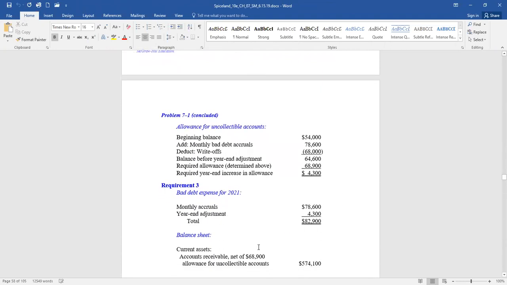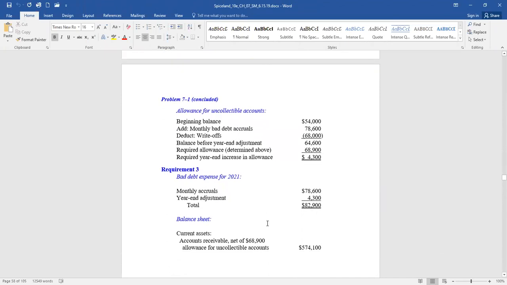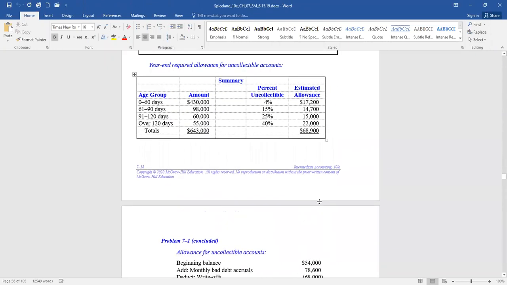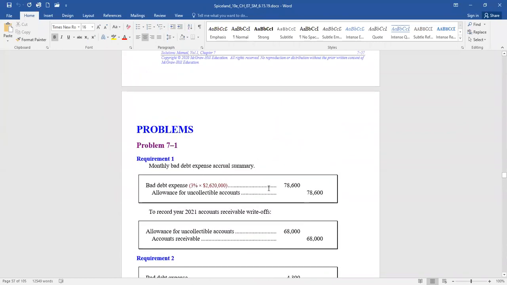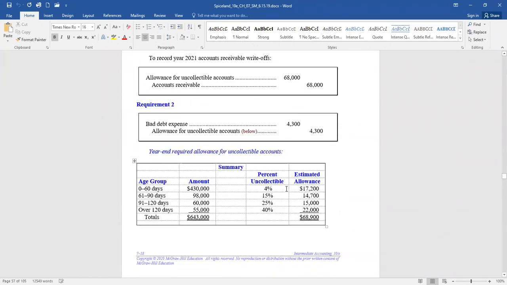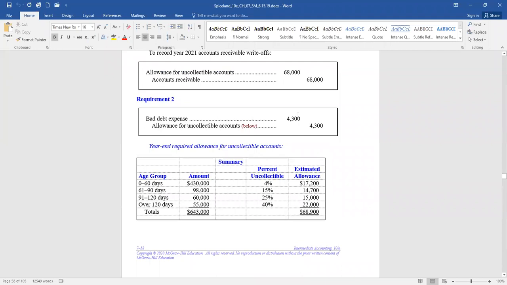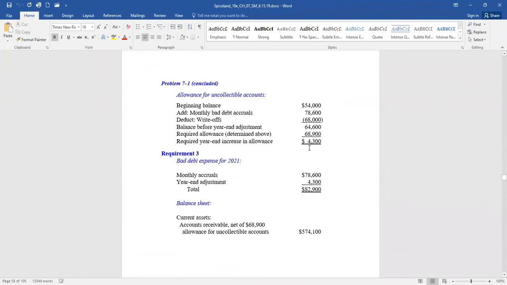In requirement 3, it says, what is the total bad debt expense for 2021? Well, monthly accruals totaled $78,600. Remember up here? Bad debt expense, $78,600. At the very end of the year, we added another $4,300. So the total amount of bad debt expense for the year is $82,900.